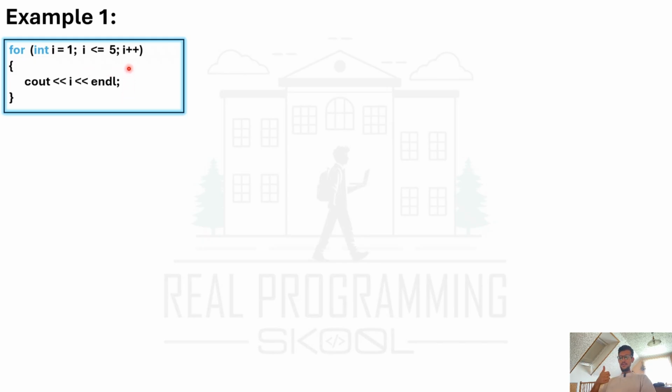So the I, instead of 1, will be 2 now. Why? Because plus plus, we say, increases the number by 1. So I was 1, but when we put here in the update I plus plus, the compiler will increase the I by 1. So I now stores the number 2. The compiler gets back again to the condition I less than or equal 5, which means 2 less than or equal 5. Yes, 2 is still smaller than 5 but not equal to 5, so the condition is true, so the compiler will execute the code inside the for loop.